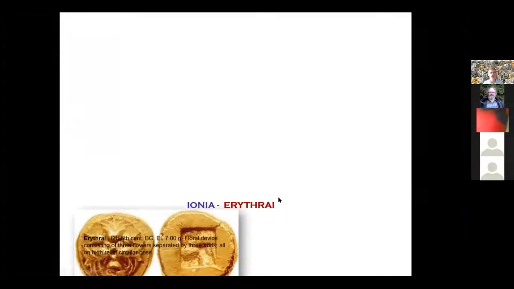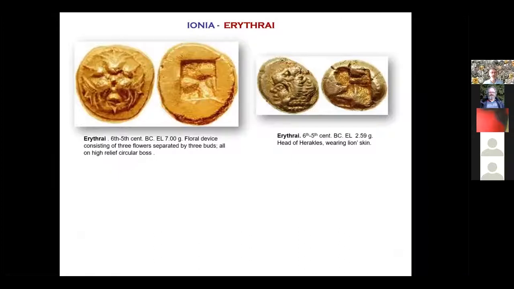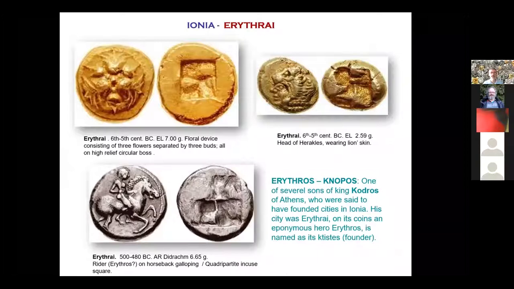Eritrea is another rich town that struck electrum coins early on. The story is that Eritros, one of several sons of King Codros of Athens, who were said to have founded cities in Ionia, founded his city, Eritrea. On its coins, the eponymous hero Eritros is named as its Ktistos, the founder, as you see here. However, there are coins that were struck earlier in this city.